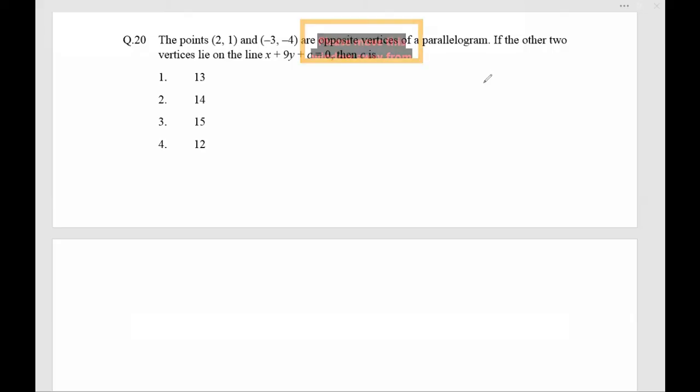Look at this one. Students will waste a good amount of time in this particular problem. First of all, you have to understand what they have. They know two opposite vertices' coordinates given, and the other two opposite vertices are lying on this line. So they'll try to find out all 4 vertices and do all possible calculation.